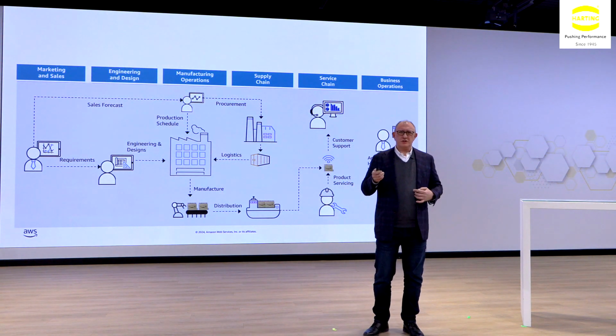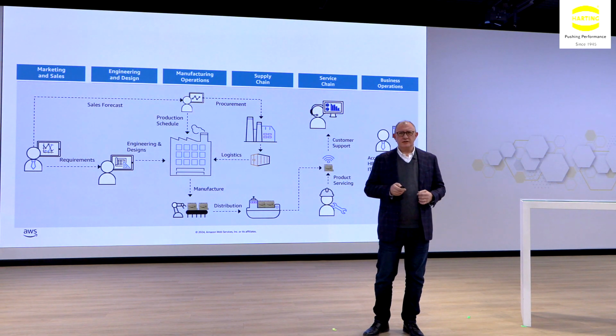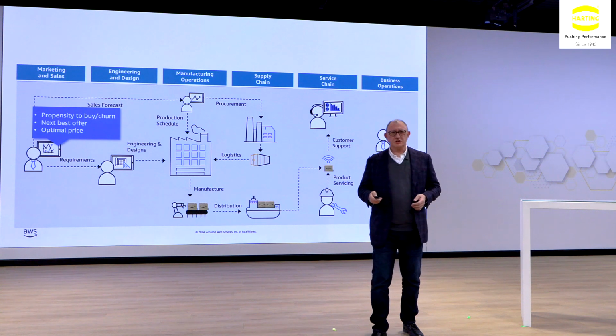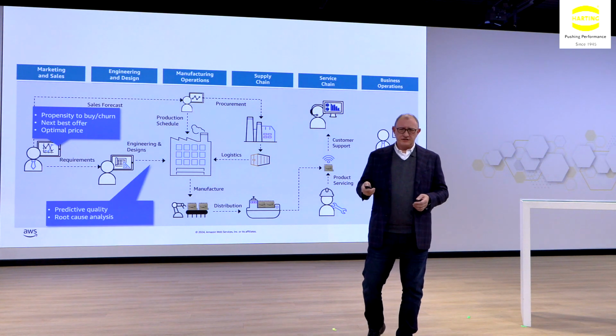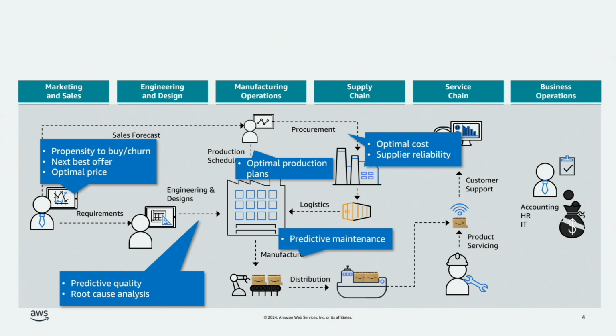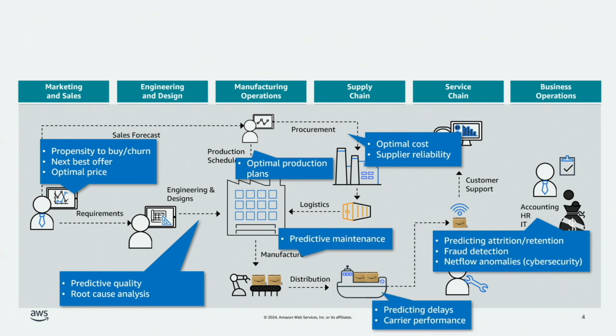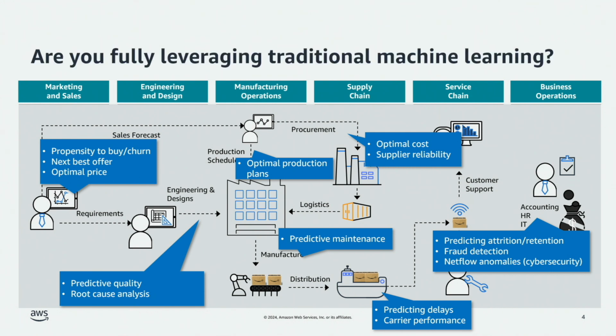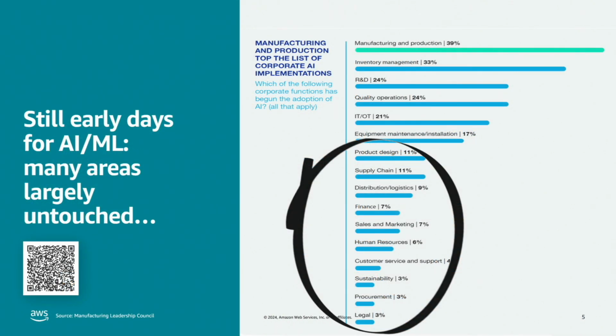So my question, though, is do you think you're using traditional machine learning enough already? There's many different places in the greater supply chain or value chain where you can use traditional machine learning to make better decisions. But I don't think we as an industry are using this enough. So let me give you some reasons why.